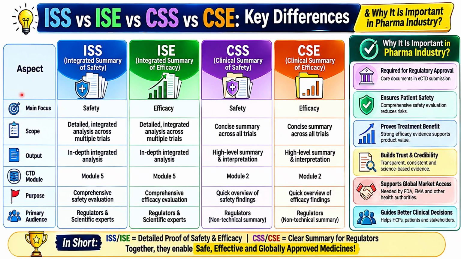Now, there are a few aspects here for these 4 terminologies. Here we have main focus, scope, outcome, CTD module, purpose, and primary audience. So this is what I'm going to talk about today. Now, ISS is an integrated summary of safety. The main focus is related to safety. It's a detailed integrated analysis across multiple trials.